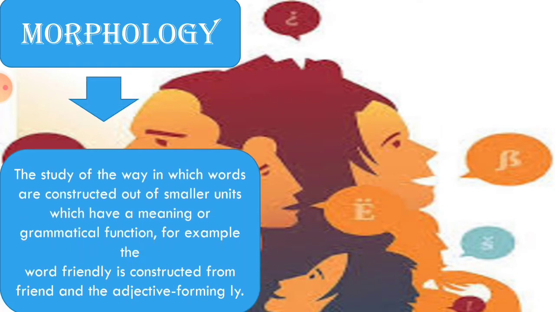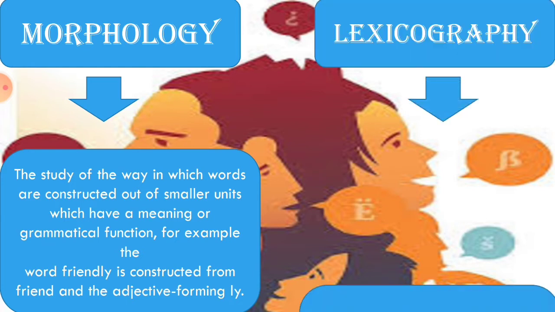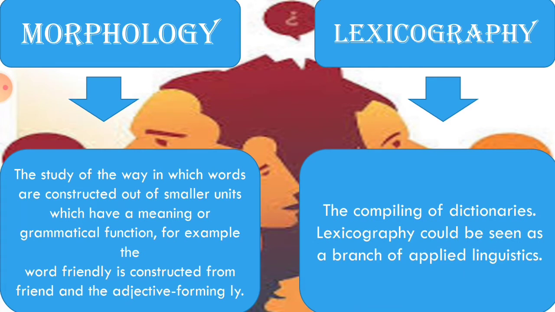Morphology. Morphology is the study of the way in which words are constructed out of smaller units which have a meaning or grammatical function. For example, the word friendly is constructed from friend and the adjective-forming ly. Lexicography. Lexicography is the compiling of dictionaries. Lexicography could be seen as a branch of applied linguistics.